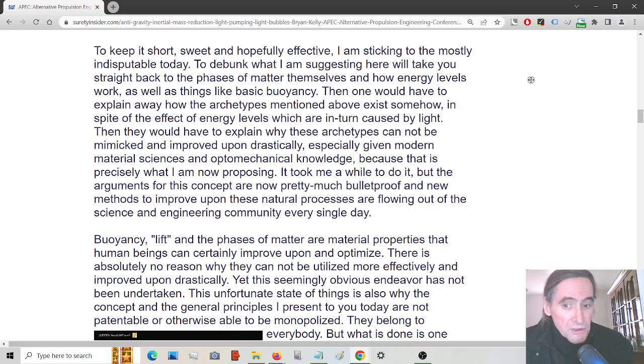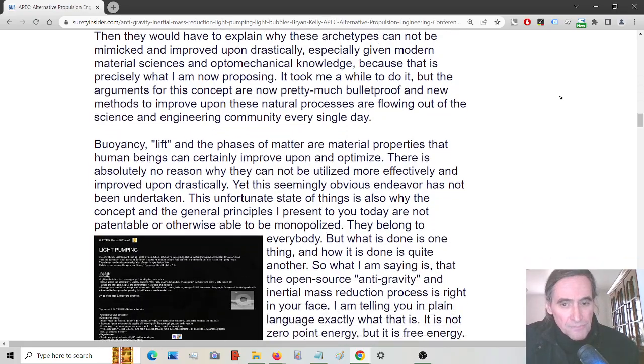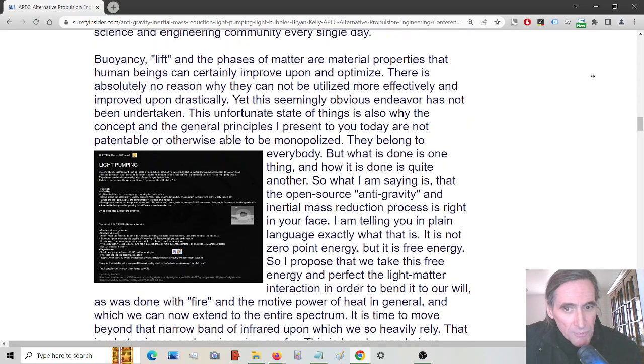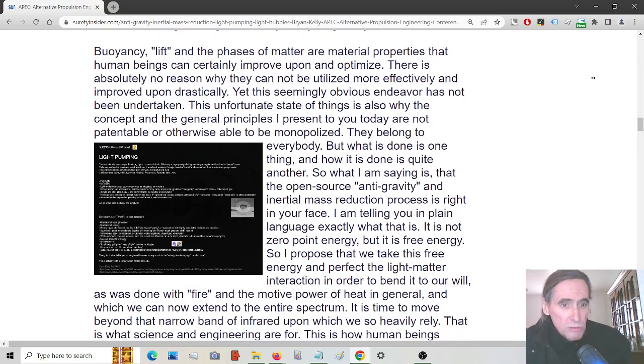It took me a while to do it, but the arguments for this concept are now pretty much bulletproof, and new methods to improve upon these natural processes are flowing out of the science and engineering community every single day. Buoyancy, lift, and the phases of matter are material properties that human beings can certainly improve upon and optimize. There is absolutely no reason why they cannot be utilized more effectively and improved upon drastically. Yet this seemingly obvious endeavor has not been undertaken.